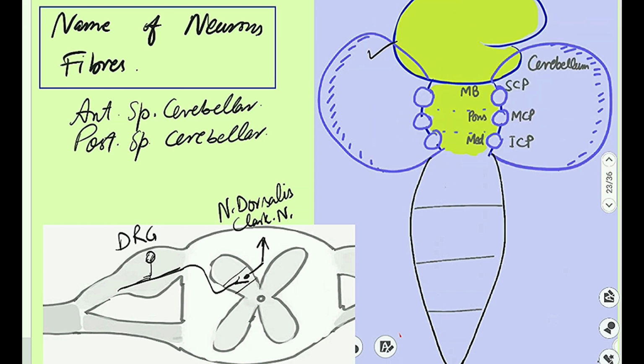Important thing to note down is that nucleus dorsalis or Clark nucleus is present only in the thoracic and the lumbar region. Its extent is from C7 till the L3 spinal cord segment. Here is the second order neuron present. First order neuron get entry into the spinal cord at all the levels.